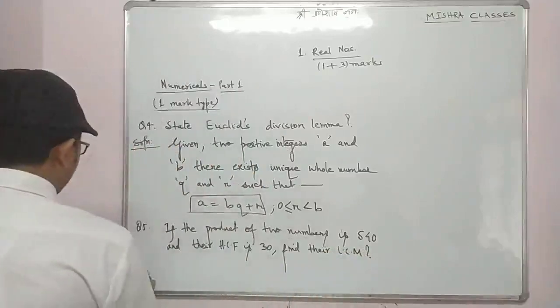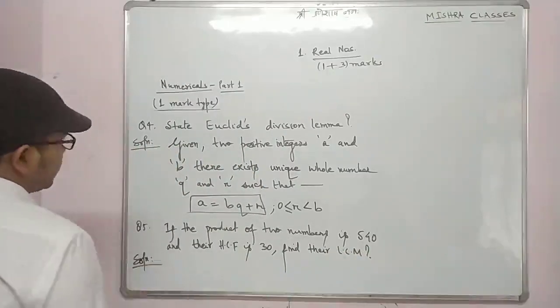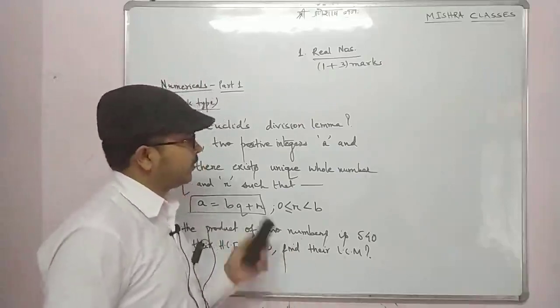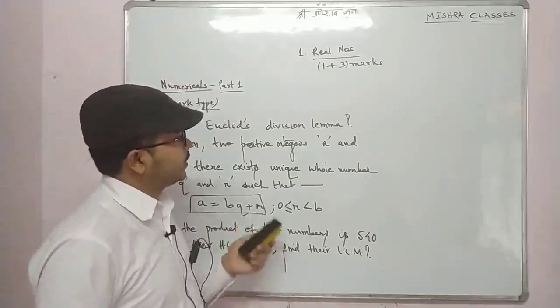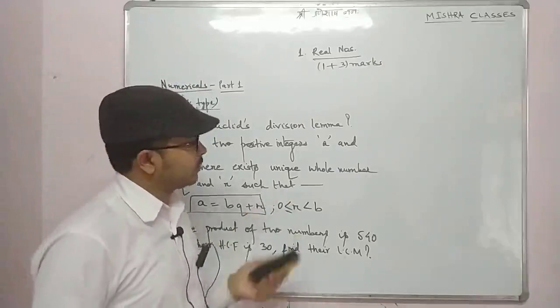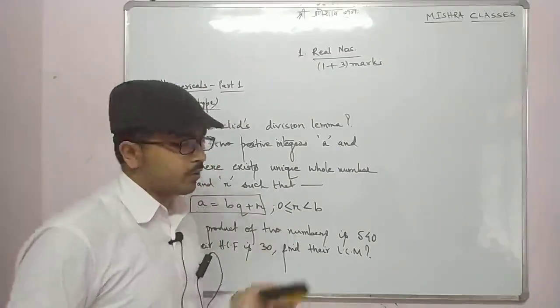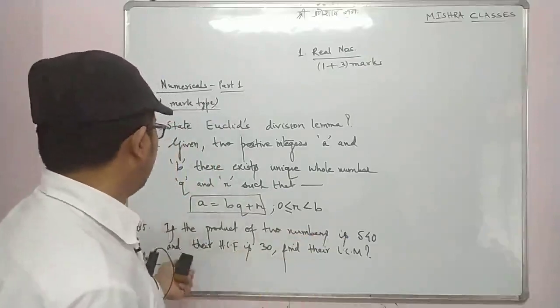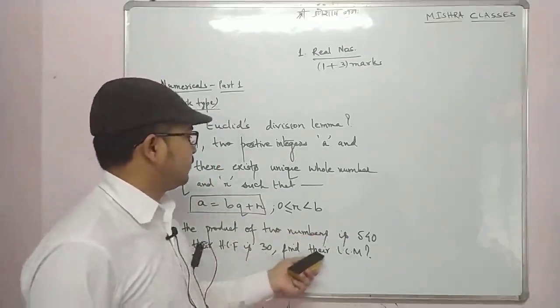Alright, these are the questions which I am doing. These are the questions that have come in your board exams, from the 2019-20 sample paper, plus some important questions from the model papers. So if the product of two numbers is 540 and their HCF is 30, find their LCM.